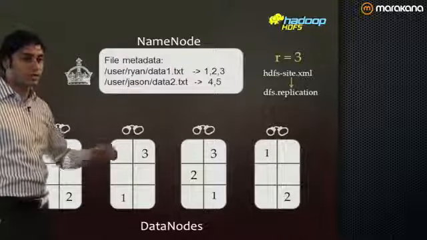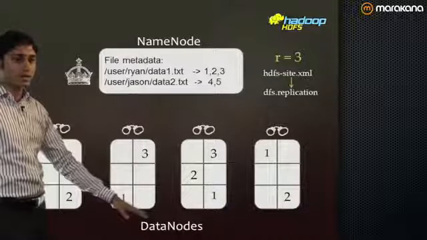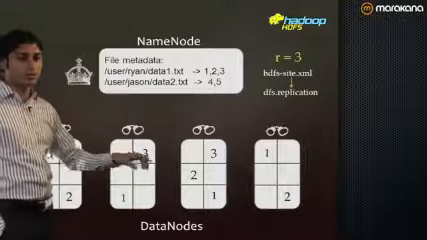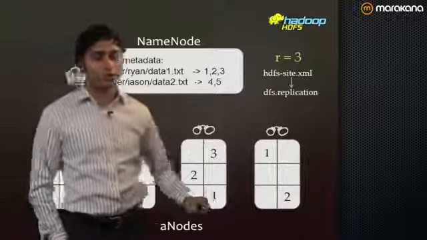It's highly available because if the second data node here crashes with a copy of block 1 and block 3, that's fine because you have 2 other copies of those blocks in the cluster.